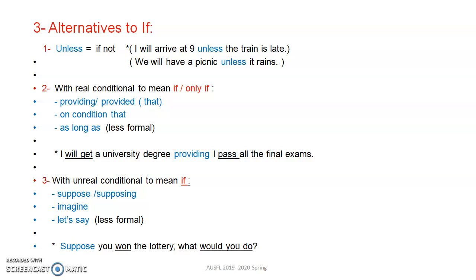With unreal conditional, we mean if by using suppose, supposing, imagine, and let's say. Let's say is less formal. Suppose you won the lottery, or imagine you won the lottery, or let's say you won the lottery. What would you do? Imaginative conditional.